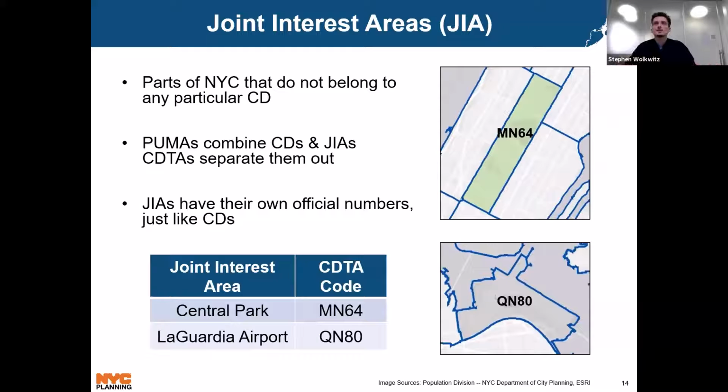For our CDTAs, we didn't want the joint interest areas, which do have trace amounts of population, to throw off the population match. So we represent them separately. They're separated out, they're coded following that same 4-character CDTA method. So for Central Park, you get MN64, LaGuardia, QN80, and so forth.